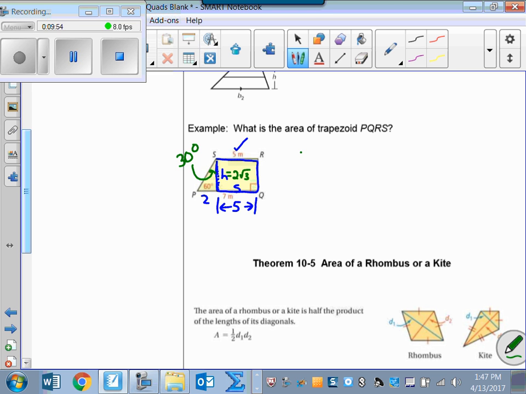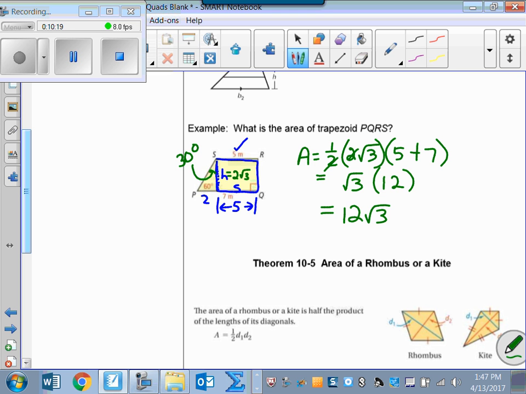All right, now I'm ready to go. I'm ready to use my formula for the area of a trapezoid. It's 1/2 times the height, which we just found, which is 2 times the square root of 3, times the sum of the bases. So 5 plus 7. 1/2 times 2 is just 1, right? So that's going to give me the square root of 3 times 12. And I'm going to write that like so. 12 times the square root of 3, and we do have units there, so that'll be meters squared.